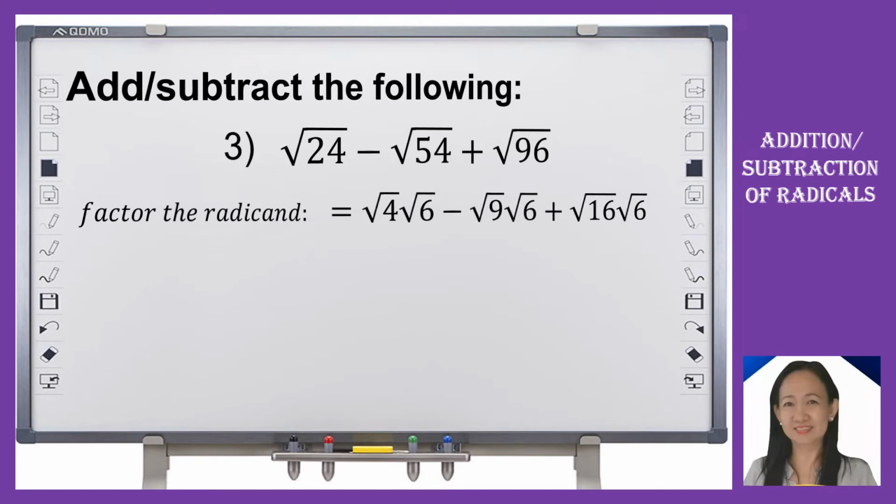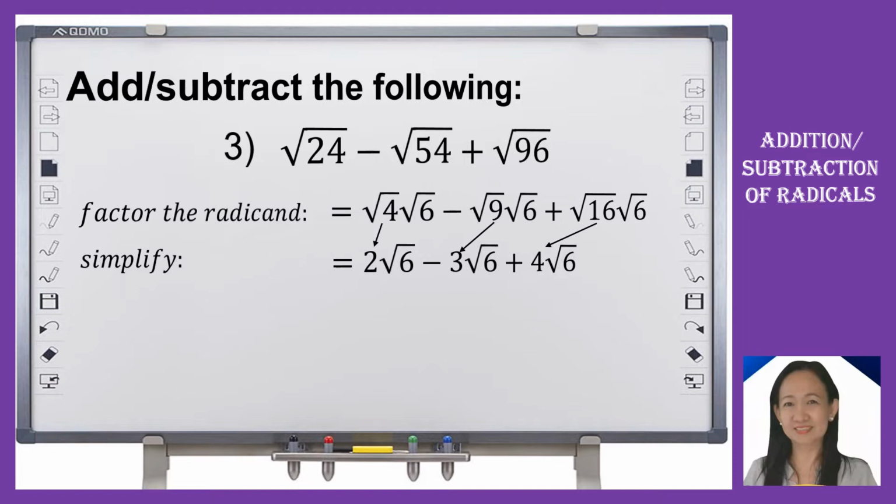The square root of 24 is factored as the square root of 4 times the square root of 6. The square root of 54 is the same as the square root of 9 times the square root of 6. And the square root of 96 is equal to the square root of 16 times the square root of 6. Let us simplify the perfect squares. The square root of 4 is 2. The square root of 9 is 3. And the square root of 16 is 4.